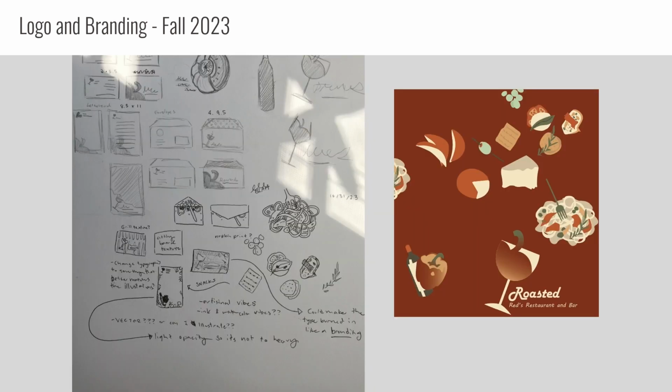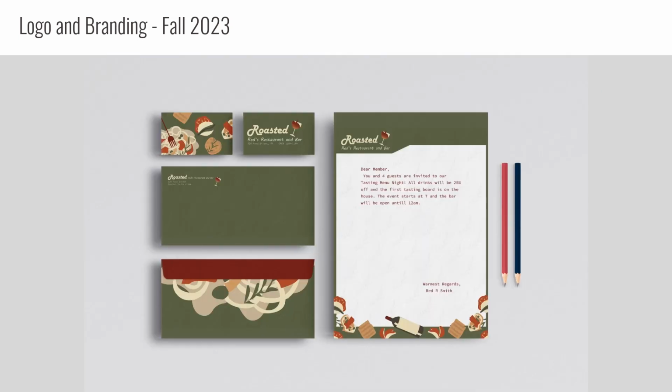We then moved on to letterheads for these specific logos. First I sketched out the main designs for the letterheads, the business card, the envelope, and the letter itself, and then I started making reusable assets that I could use across the letterheads.